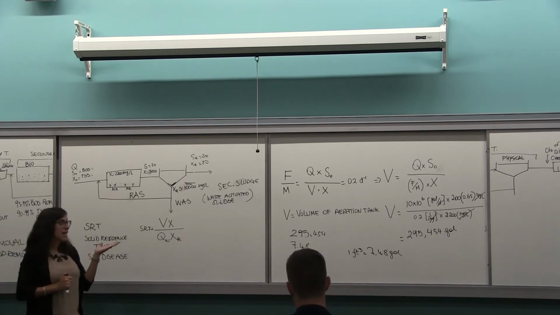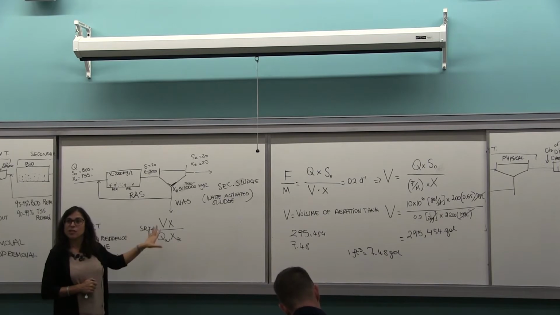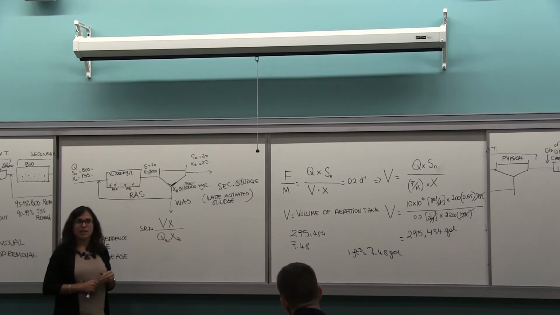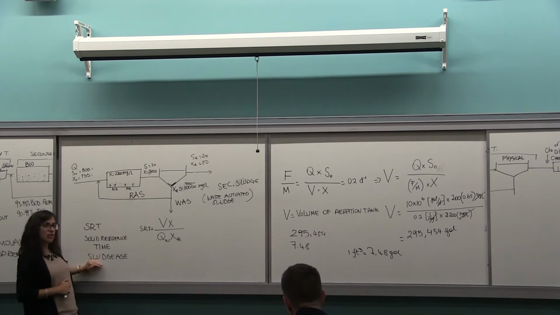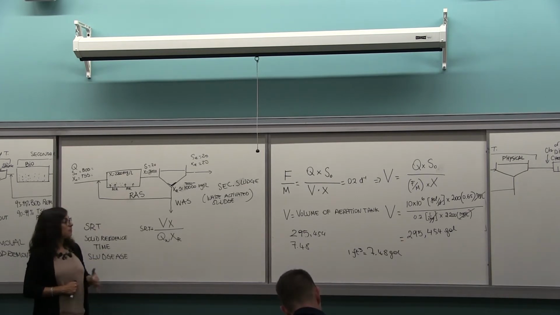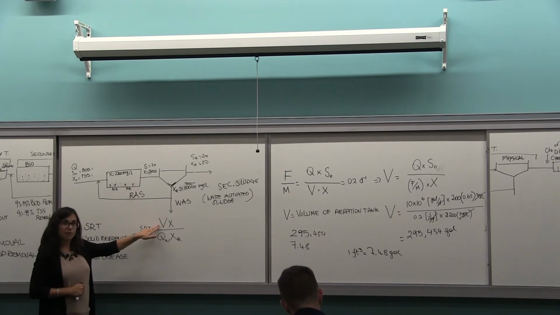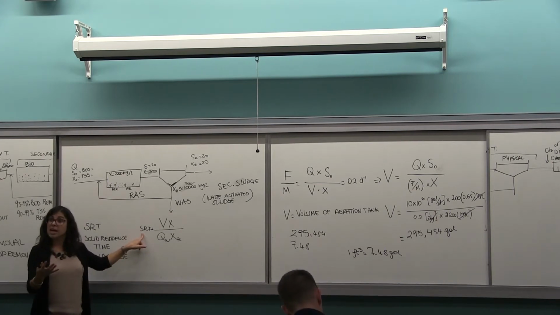Sometimes instead of designing based on the F over M ratio, we design based on sludge age, or solid residence time. HRT is the average time that the water spends in the system. SRT, sludge age, is the average time the bugs spend in the system. V is the volume of the aeration tank. X is the mixed liquor concentration. SRT is our design parameter.